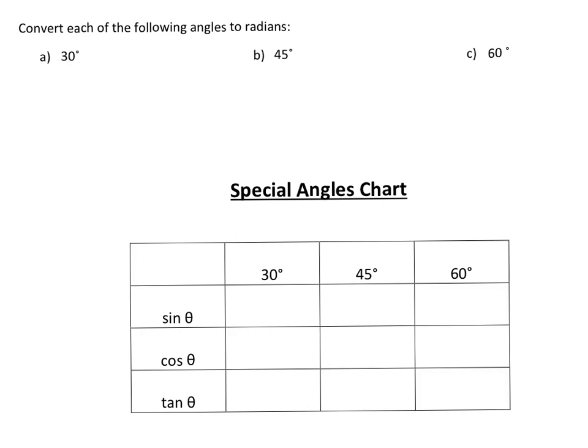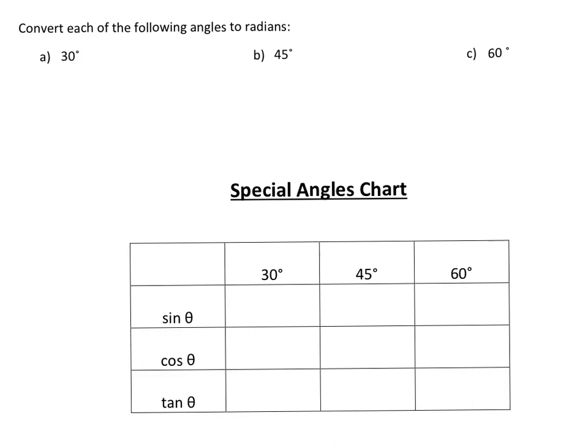Okay, if you can turn to page 8 in your packet. On the top, it's kind of like a do now. This is a review. It says convert each of the following angles to radians. So if you forget how to convert from degrees to radians, just look back in your packet and then try A, B, and C on your own. Then you can hit play and see how you did.